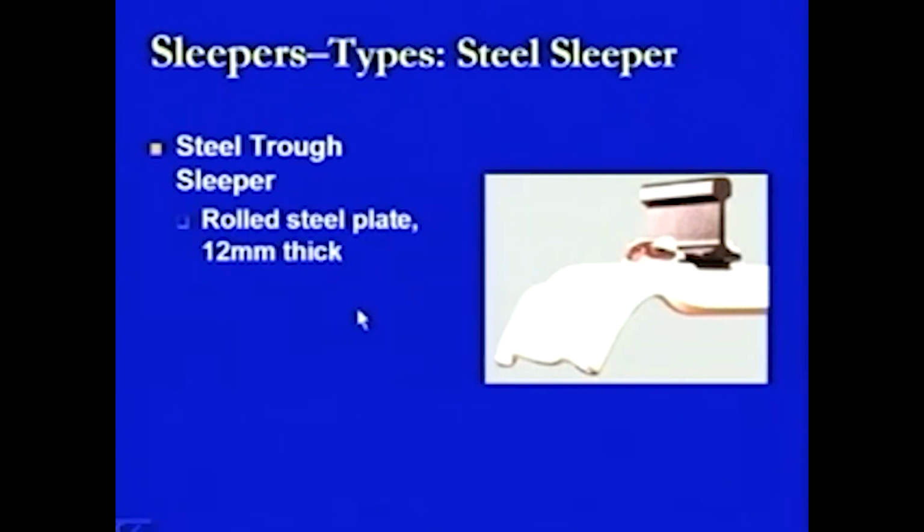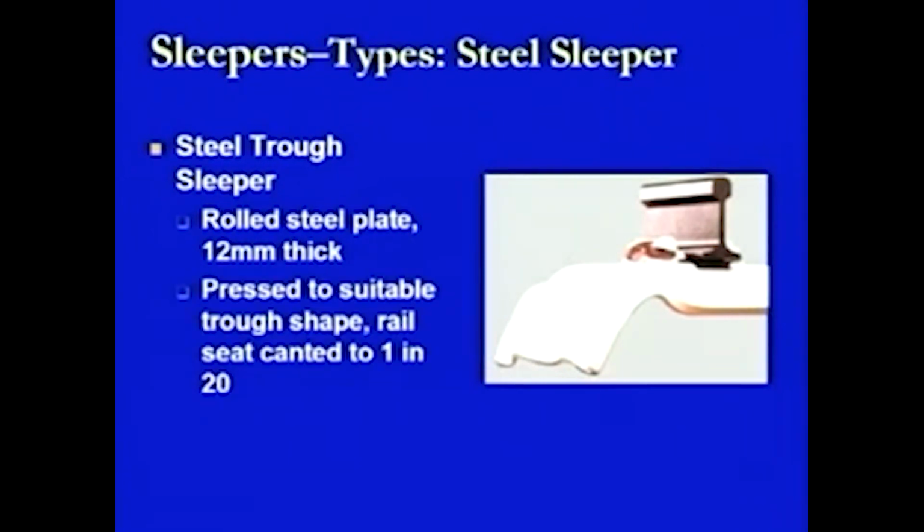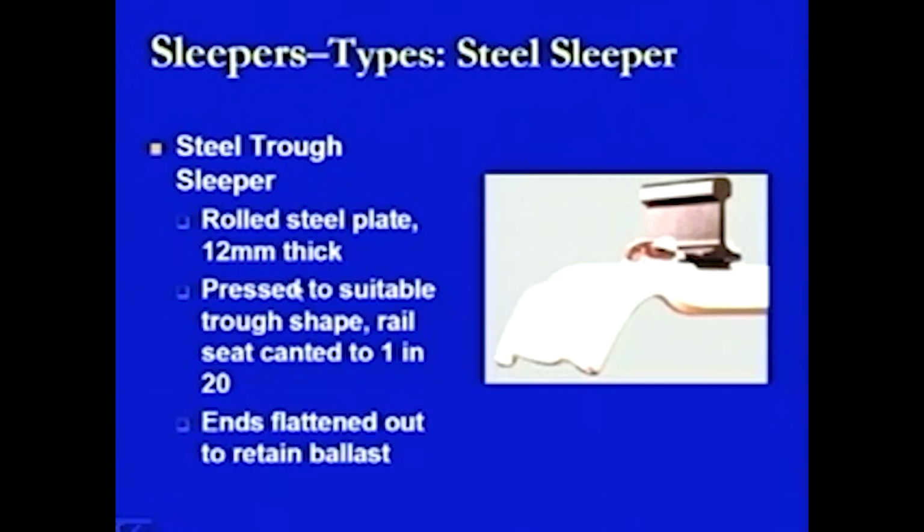Here, the steel sleeper mostly in use is a steel trough sleeper, which is nothing but a rolled steel plate 12 mm in thickness, and they are pressed to a suitable trough shape where the rail seat canted to 1 in 20 is provided. So, at this point there is a rail seat being provided at this gradient of 1 in 20, and the ends are flattened down to retain ballast.